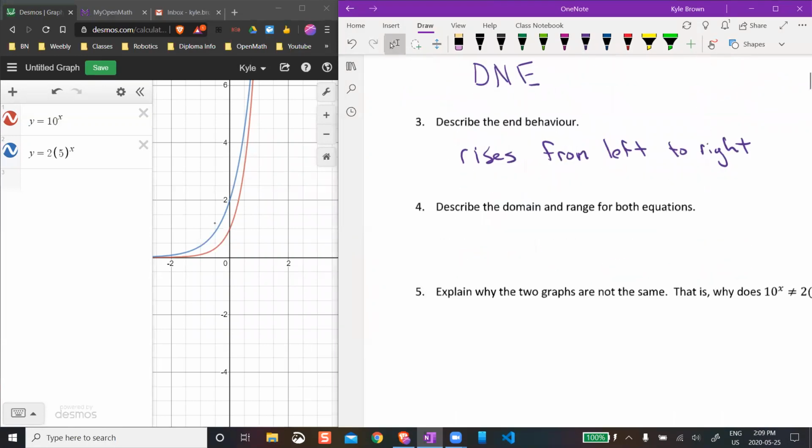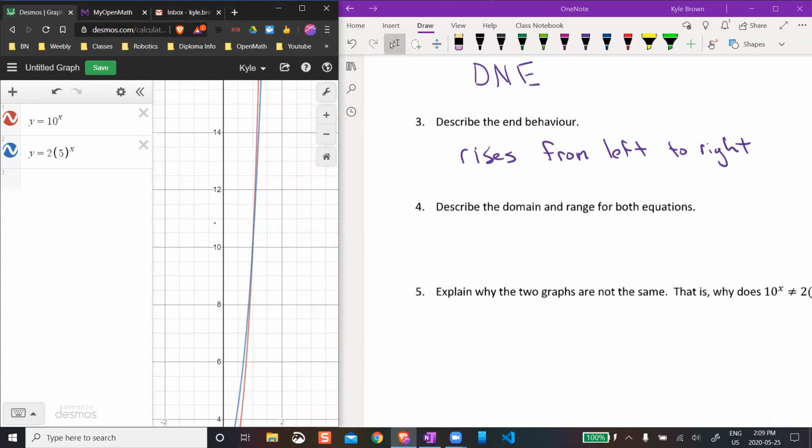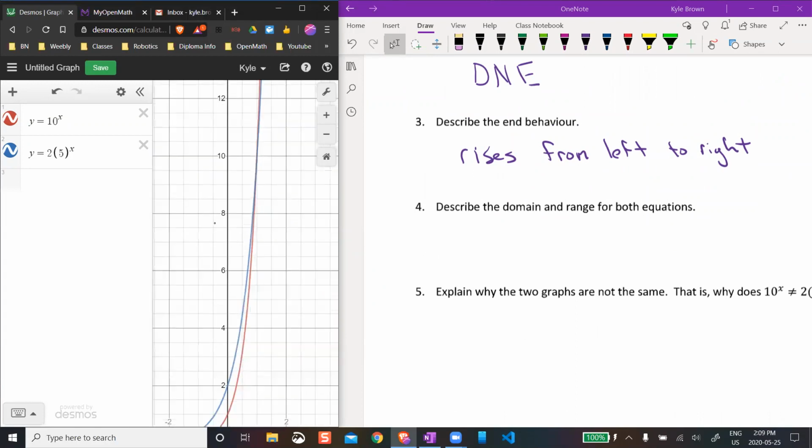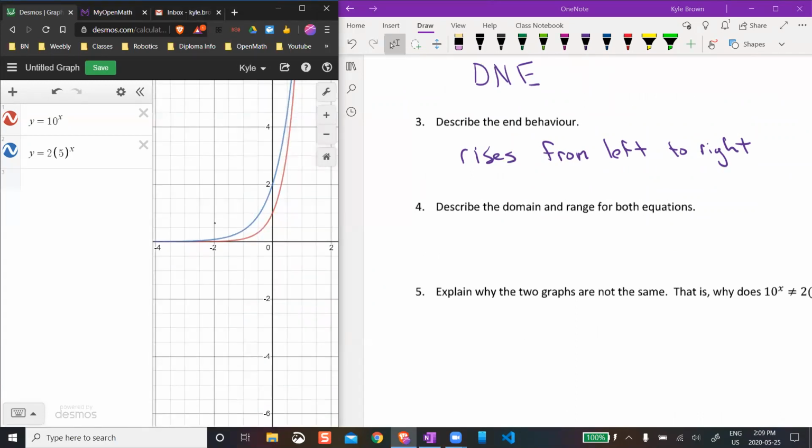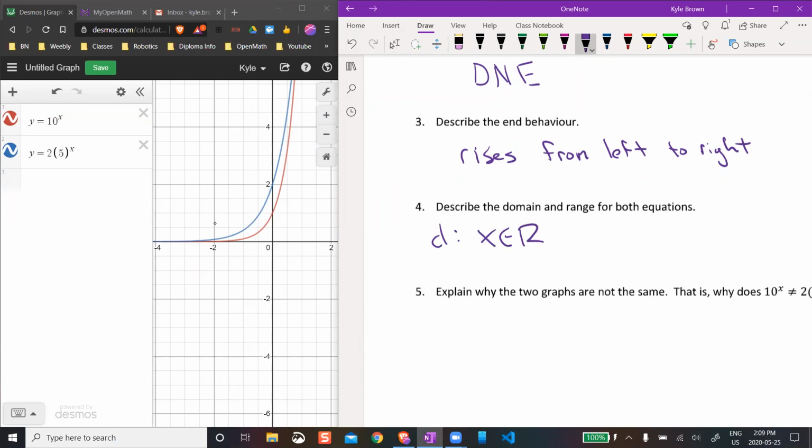Okay. Now describe the domain and range for both equations. So the domain in this case, even though this one looks like it is going to come to an end, it technically is going to go to the right forever. And it's going to go to the left forever too. This would just be x is a member of the real numbers for your domain. So x is a member of the real numbers.